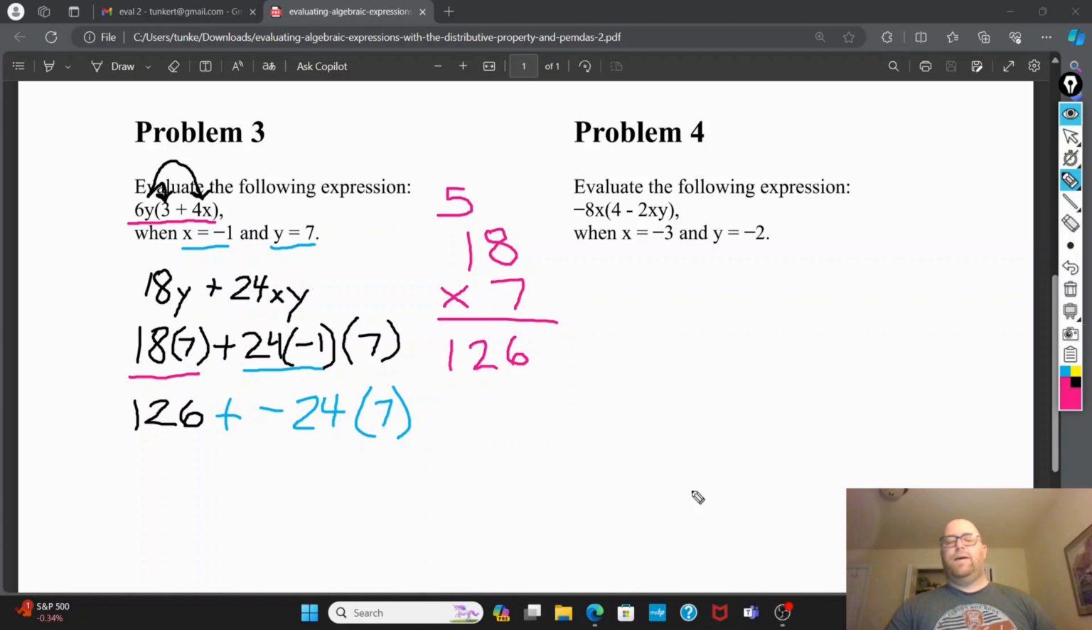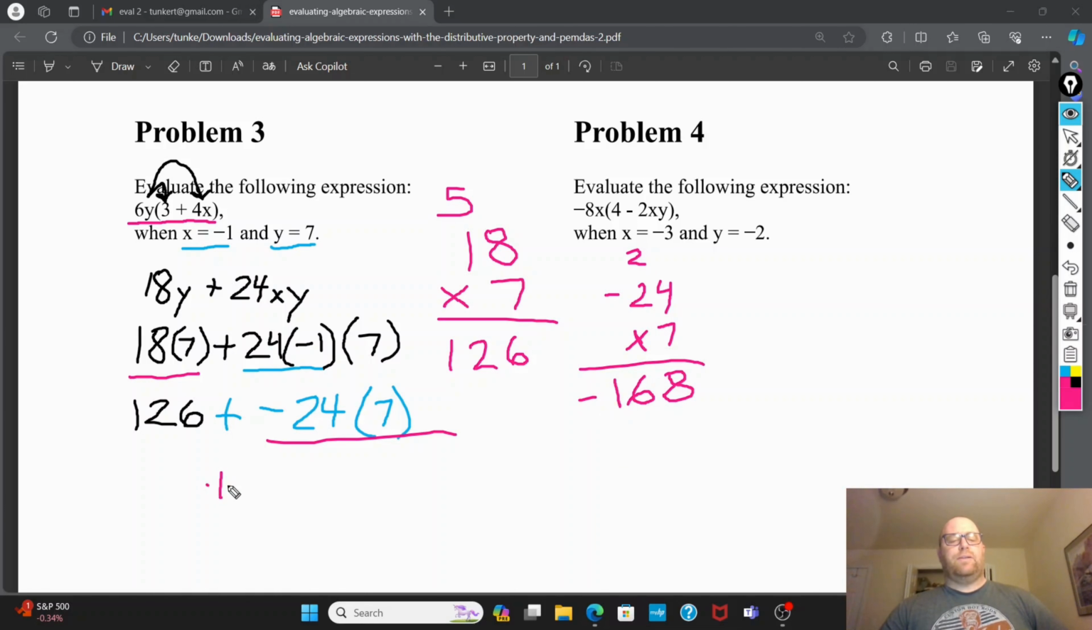Okay, and if we do negative 24 times 7, just write it like this. A negative times a positive is going to be a negative. Okay, so 7 times 4 is 28. So we write the 8 down here, bring up the 2. 7 times 2 is 14, plus 2 is 16. So we have a negative 168 here.